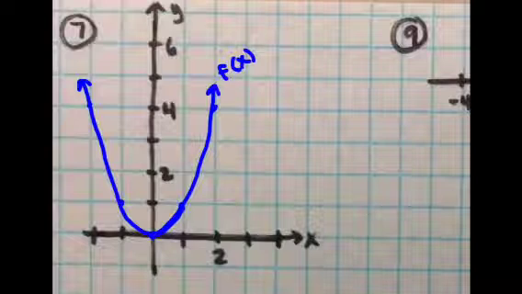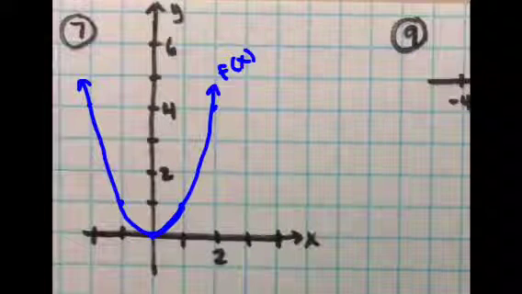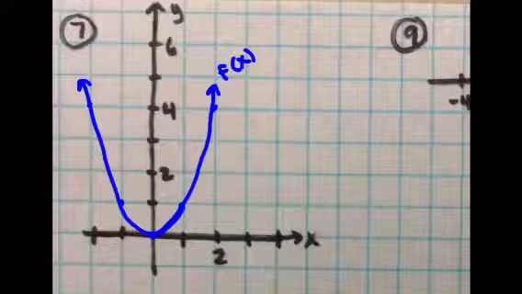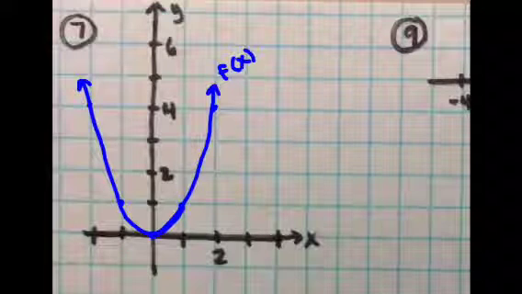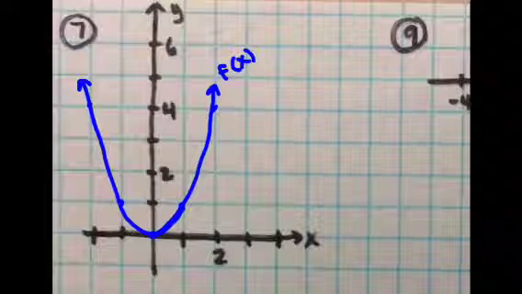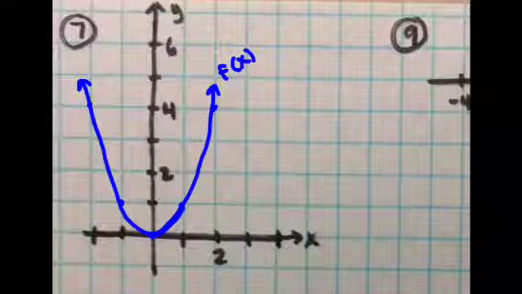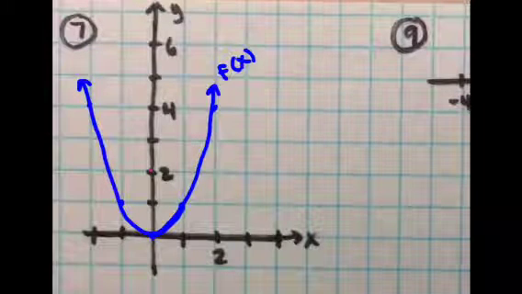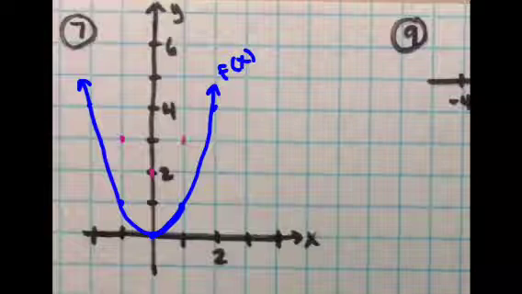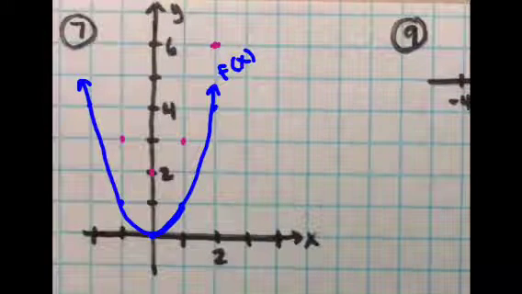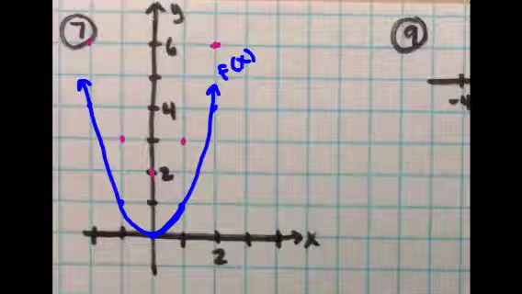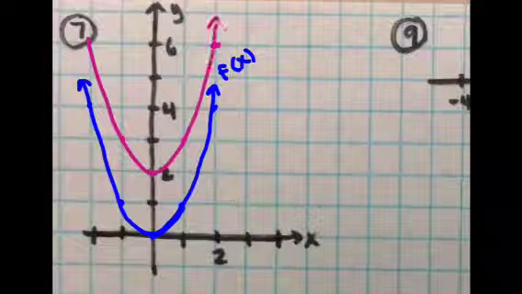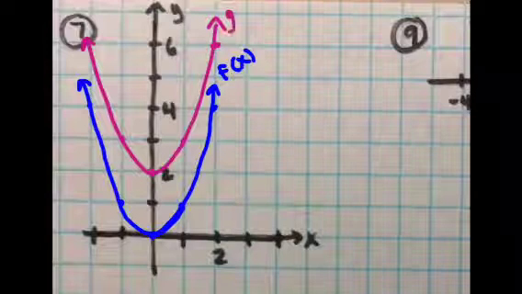Okay, for number 7, I've already got the f of x function on the graph. F of x equals x squared. That's the same one from your book. It's a parent function. So for g of x, it's x squared plus 2. So that means there's a vertical translation 2 units up. So every single point on this blue graph is going to be moving up 2 units. So here, here, here, here, and here. Connect your points. And there's g of x.